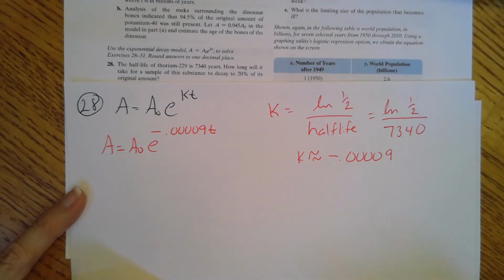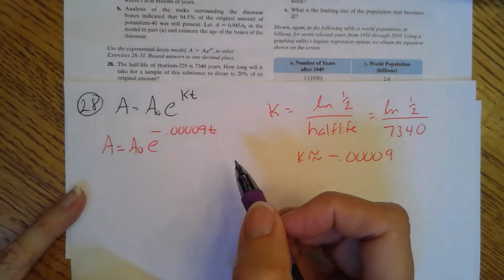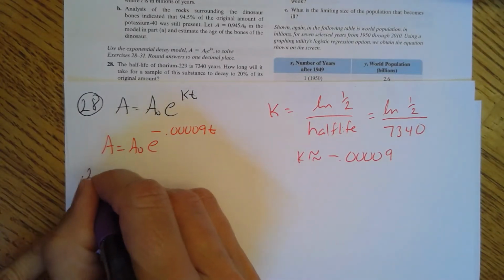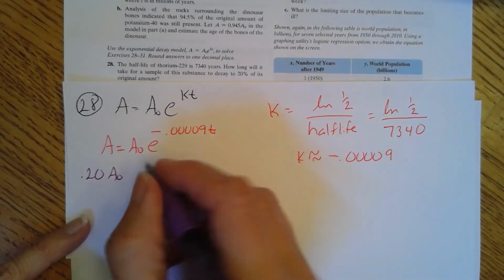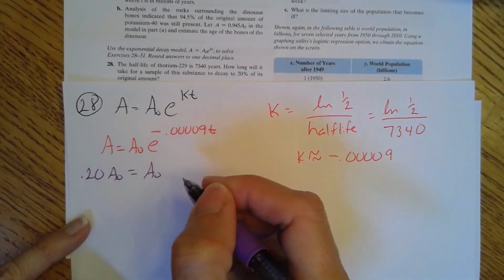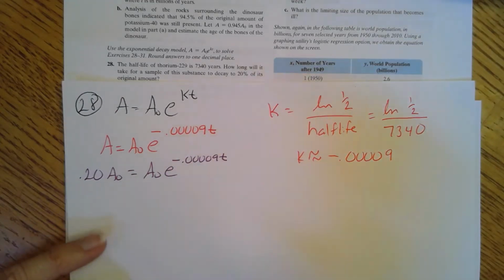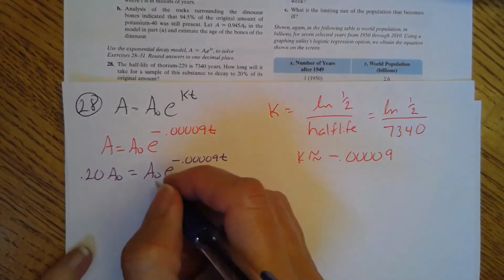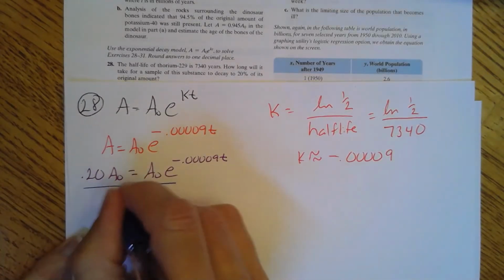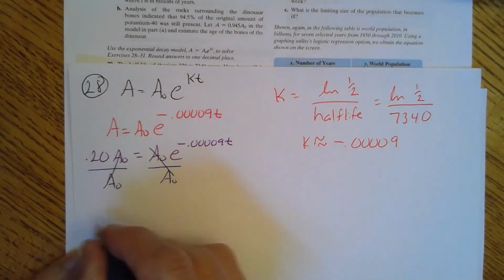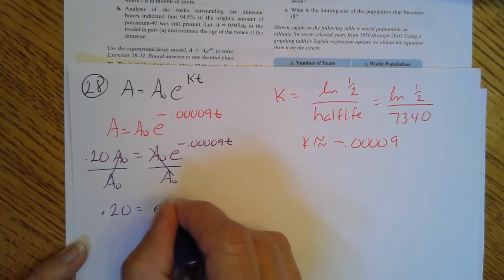All right, so now we have A equaling A naught e to the -0.00009t. The question wants us to know how long it will take for the substance to decay to 20% of the original amount. We don't know the original amount, so 20% of the original amount would be my final amount A. So 0.20 times A naught equals A naught e to the -0.00009t. I want to challenge you not to memorize these things, but to understand why we're doing what we're doing, because things do change. Just make sure you're understanding the process and the concept, not just how to set up the original problem.